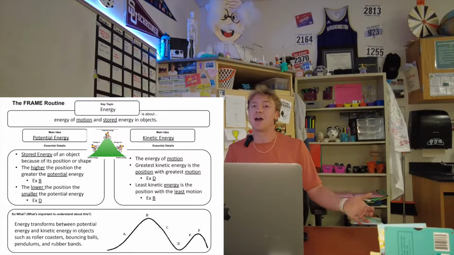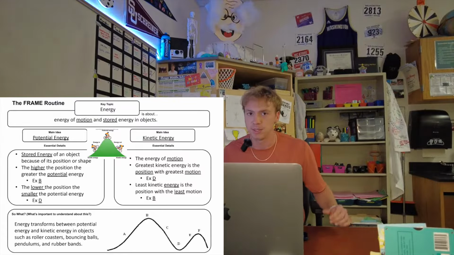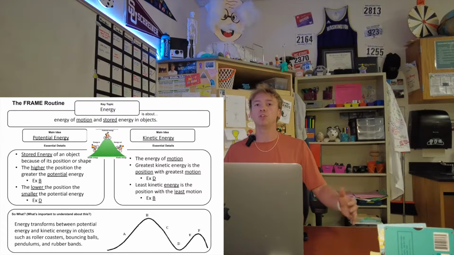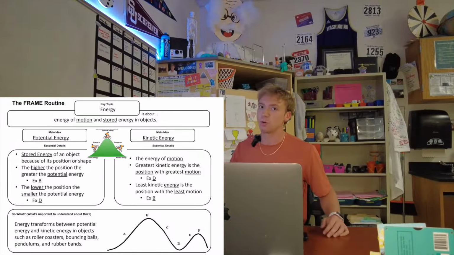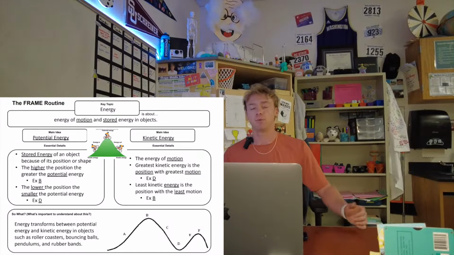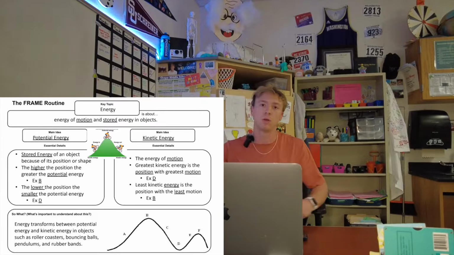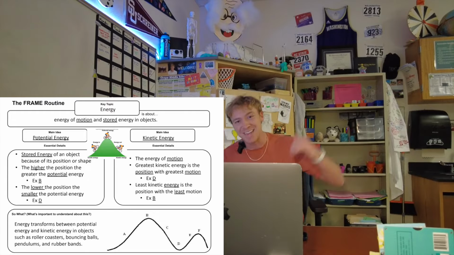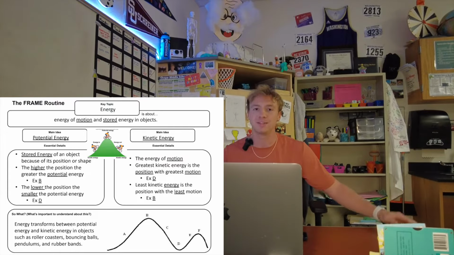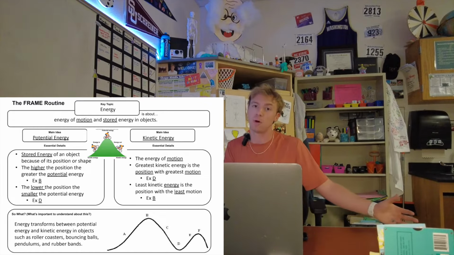On the other hand, we have kinetic energy. And kinetic energy is the energy of motion or movement. So as the earth revolves around the sun and moves around, or if I'm playing basketball and I'm passing the ball or shooting the ball, or even as a roller coaster comes down a hill, those are all great examples of kinetic energy, because there's movement involved.